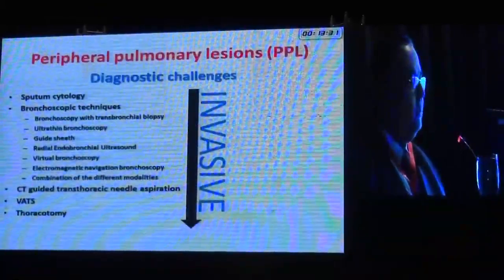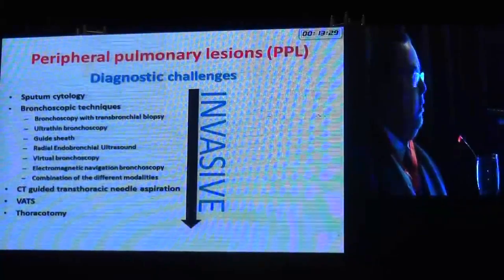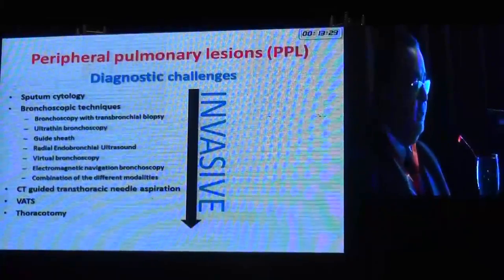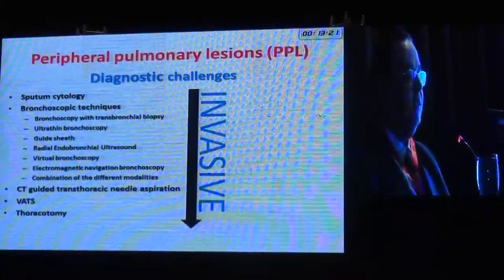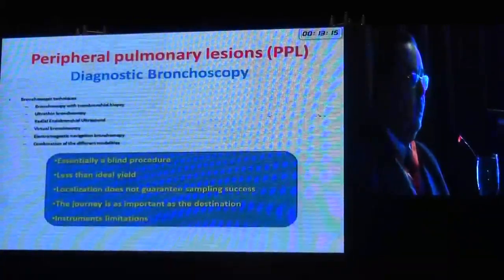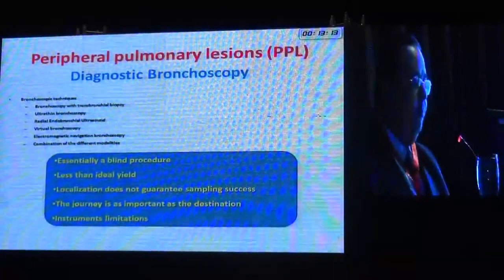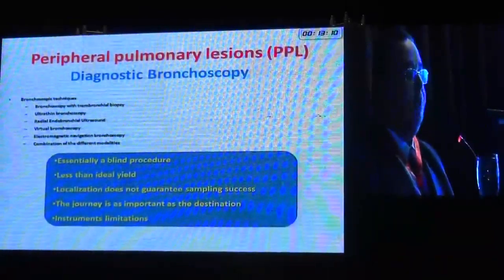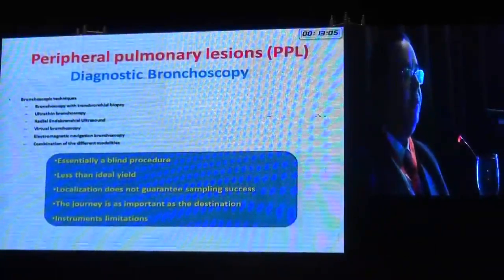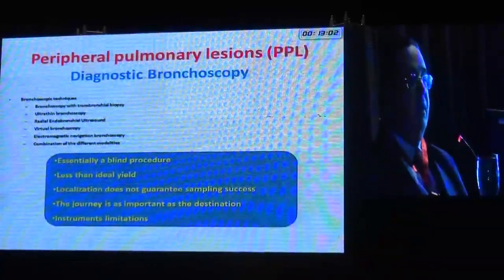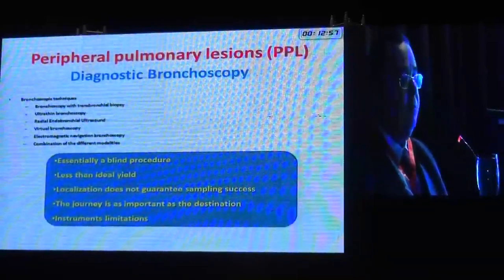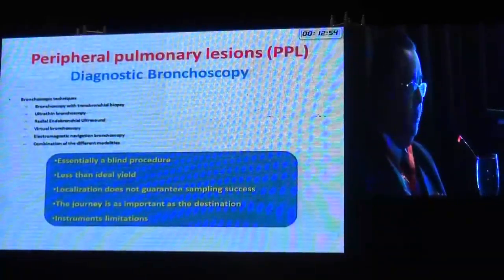We have different modalities to do this. We have diagnostic challenges. We can go from the least invasive to the most invasive. We can start with sputum cytology, bronchoscopic techniques, or we can advance to CT-guided transthoracic needle aspiration, VATS, and even thoracoscopy. I'm going to focus on the radial probe, but the diagnostic bronchoscopy options are transbronchial biopsy with fluoroscopic guidance, ultra-thin bronchoscopy, radial probe EBUS, virtual bronchoscopy, electromagnetic navigation, or a combination. In all diagnostic bronchoscopy, it's important to note that these are essentially blind techniques.